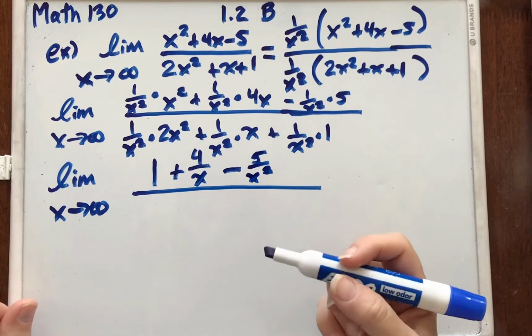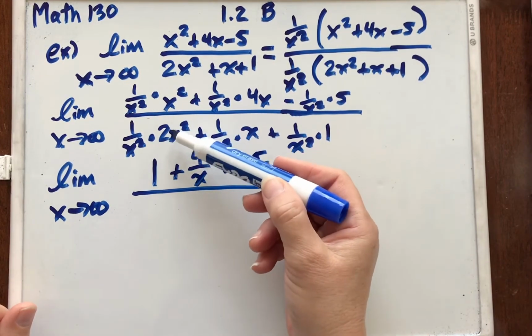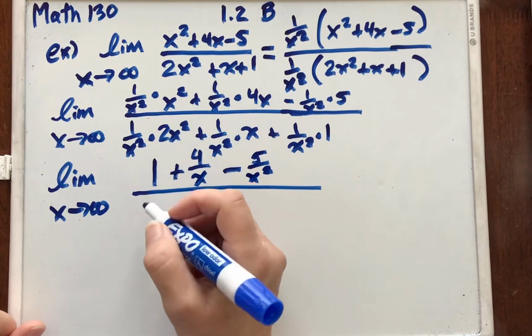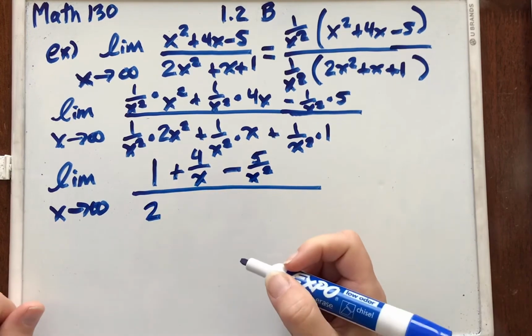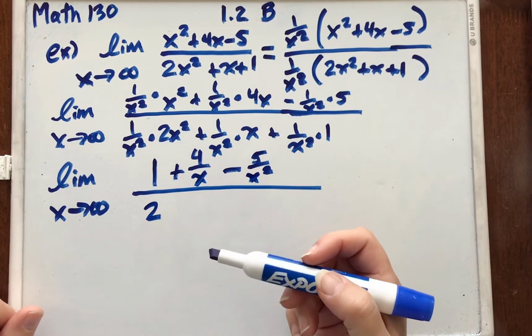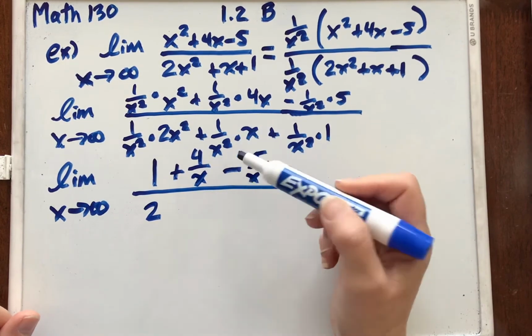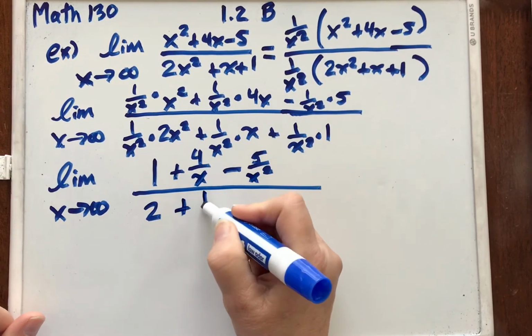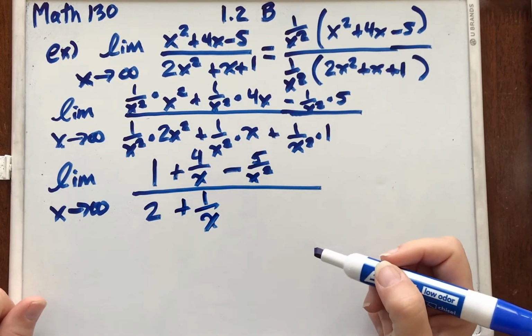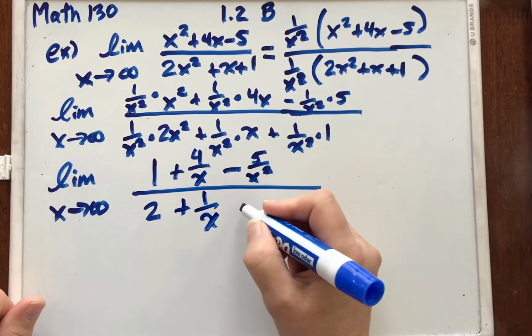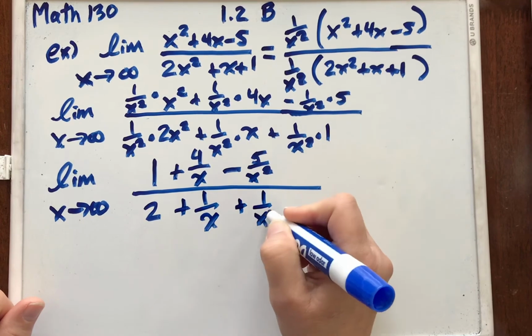Now let's do the same thing to the denominator. We have 2x squared times 1 over x squared, which is just 2. In the next one, we have x times 1 over x squared. One of those x's is going to cancel, so we're left with 1 over x. And then the last one is 1 over x squared.